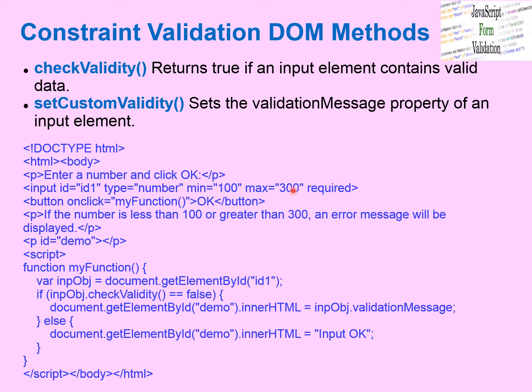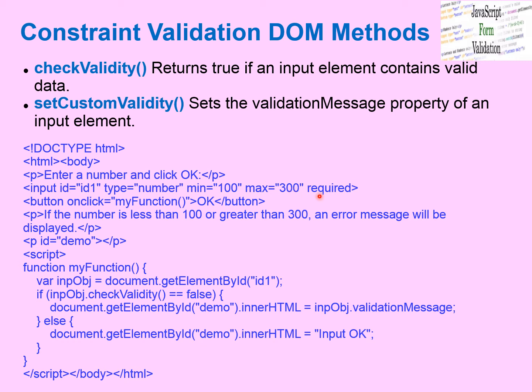Then there is the paragraph with the ID demo, which is empty. After that paragraph, a script is opened. The script contains a function called myFunction. Variable input object is equal to document.getElementById ID1. So here, in the script, it is trying to retrieve the data from ID1.